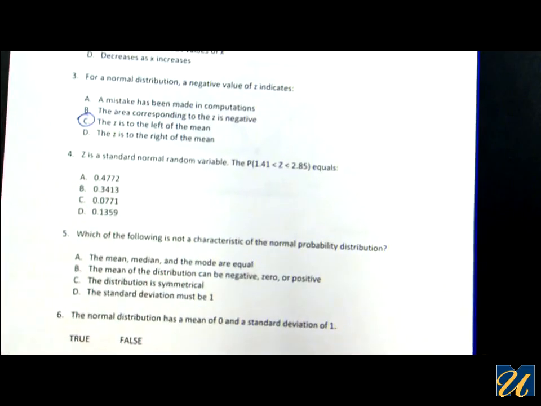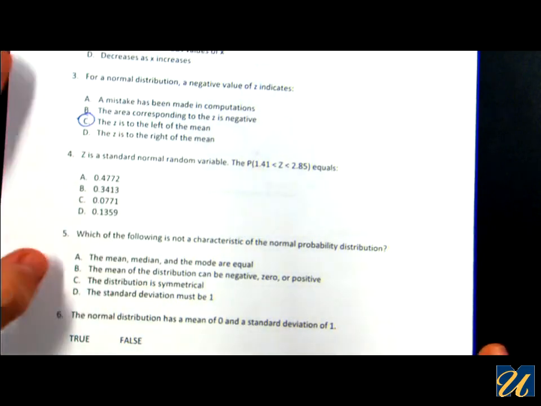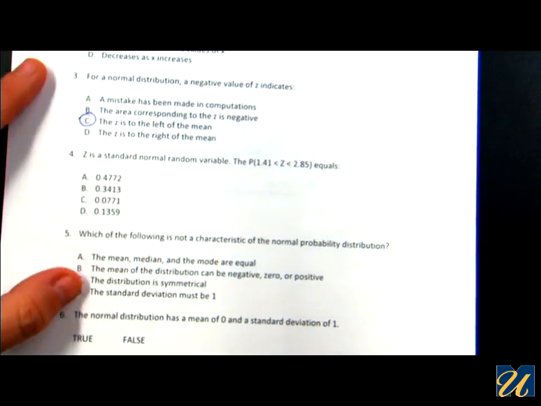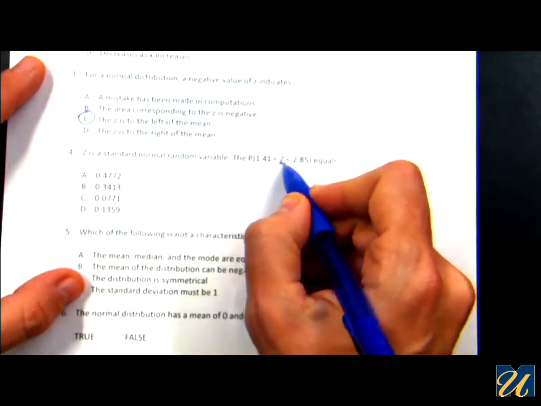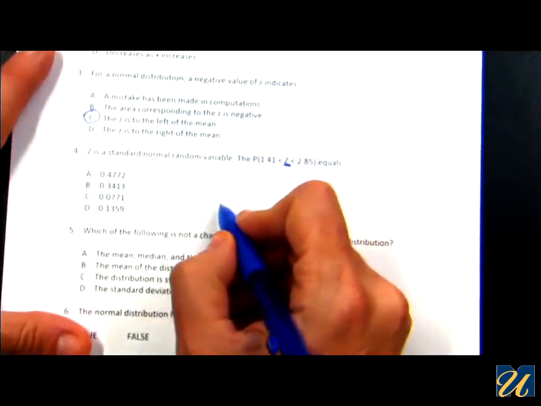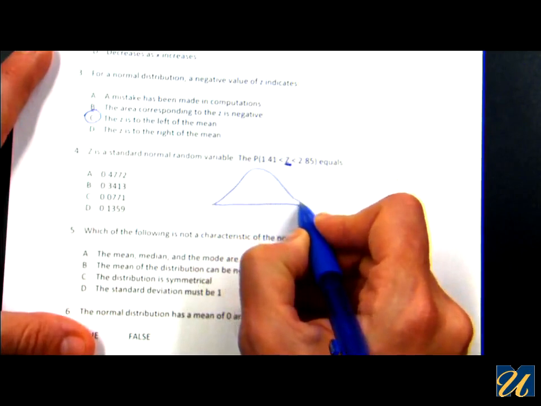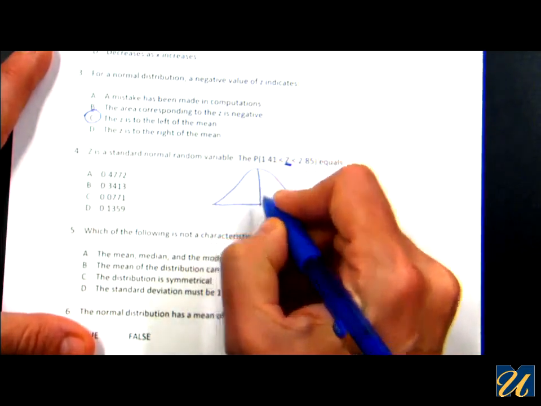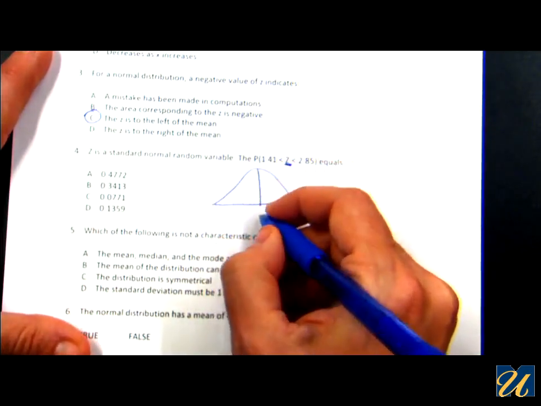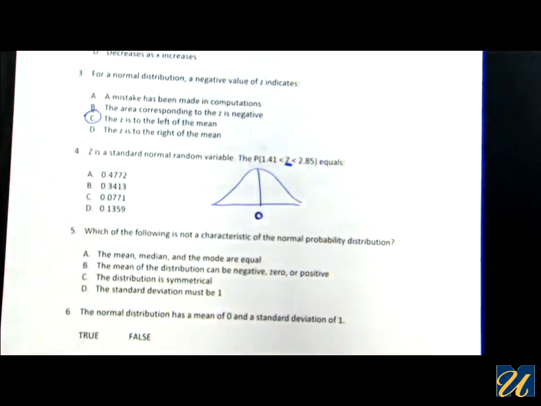Z is a standard normal random variable. The probability that the z is between 1.41 and 2.85 equals what? So let's see what we have. Since you're looking for the z value, that means that these are your z-scores. It also indicates that you have a standard normal probability distribution. Based on the main properties, a standard normal probability distribution has mu equal to 0.